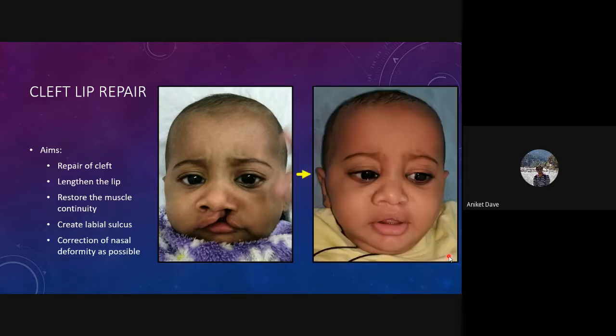And if all these are addressed, these are the kinds of results that we can get. As you can see, the lip has been lengthened, the cleft has been repaired very well with a very inconspicuous scar. The muscle continuity has been maintained, and this is evident by no deformities during animation of the upper lip. And even the nasal deformity has been corrected to a significant extent.